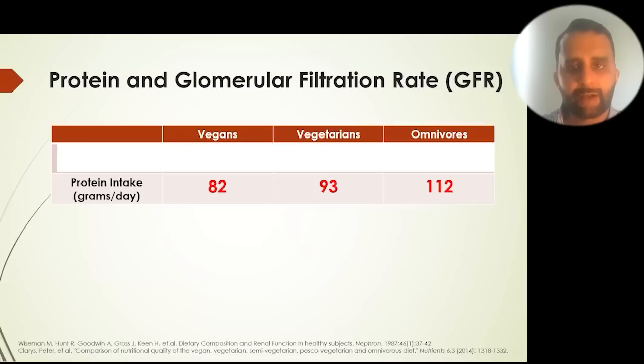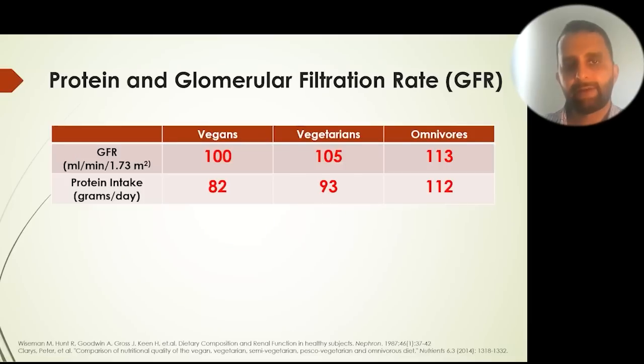So first, I want to talk about protein consumption by dietary type. Those who self-classify as vegans take about 82 grams of protein per day. Those who are vegetarian take about 93 grams of protein per day. And those who are omnivores take about 112 grams of protein per day. So as you eat less plant-based, you do take in more protein. It's not necessary that you take in that extra protein.